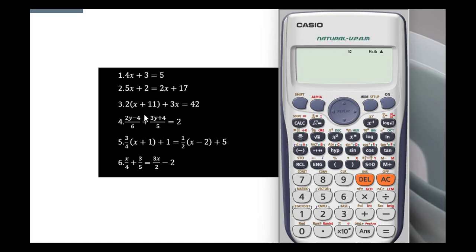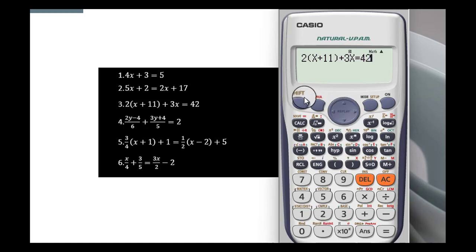Number 3 says 2 brackets open x plus 11 brackets close plus 3x is equal to 42. So we type 2, brackets open is here, and then we press our x. You have to first of all press alpha. Remember, alpha x plus 11, then bracket close plus 3. The x is right here, so I press alpha x. Then my equal sign: alpha, and then the calculate key, and that will give my equal sign. Then I press 42.